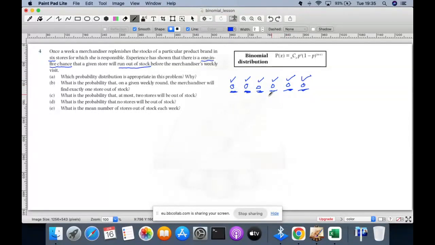Okay, and there are 6 stores. So in other words, there are 6 trials or experiments. There's a fixed number of trials. So what we know is there's only 2 possible outcomes. All right. There are a fixed number of experiments. That is, there are 6 experiments or 6 trials.